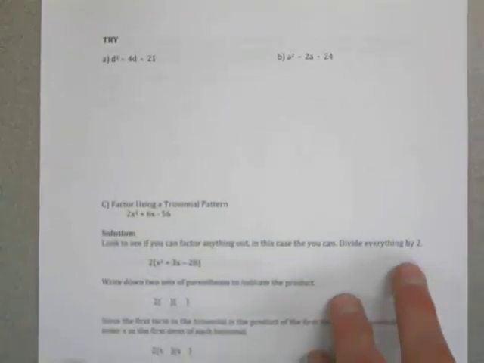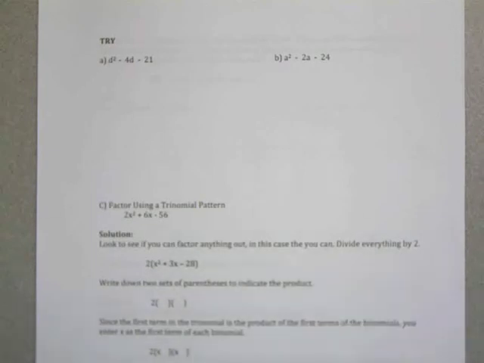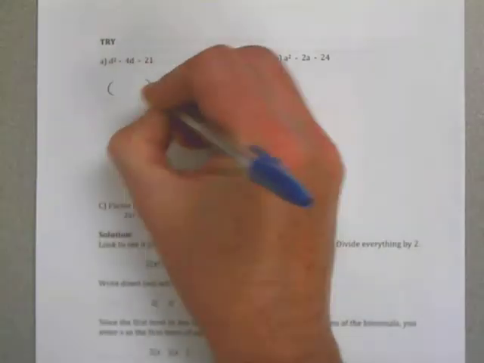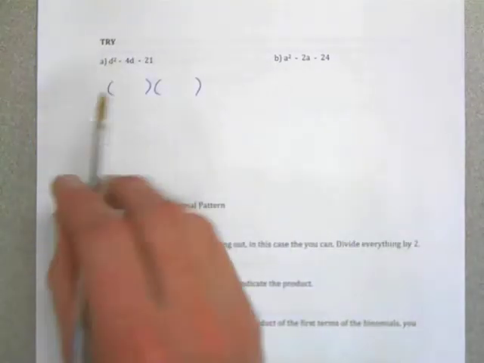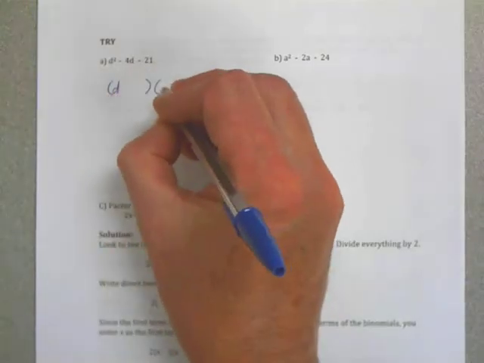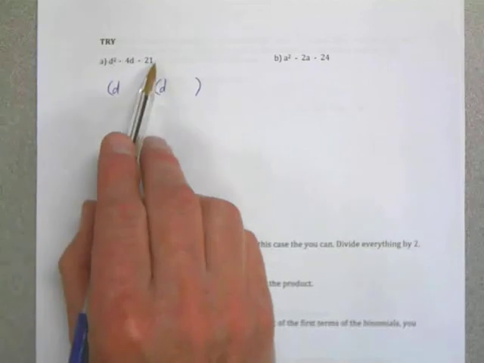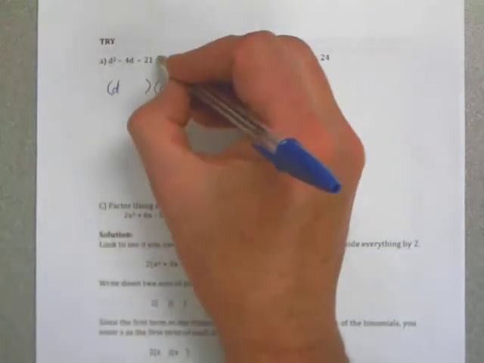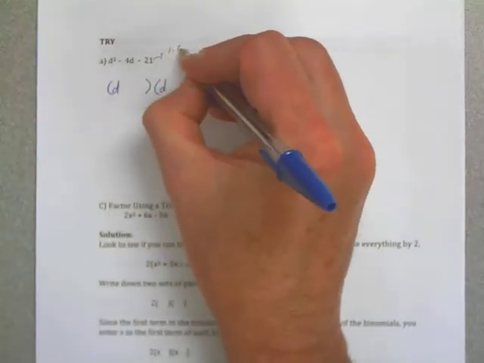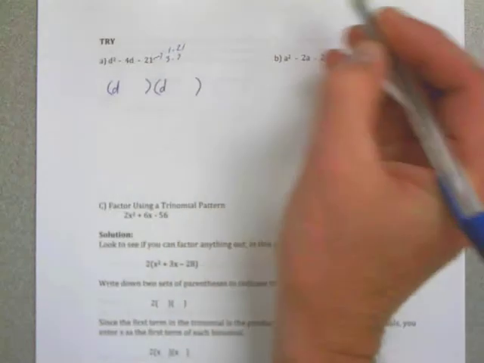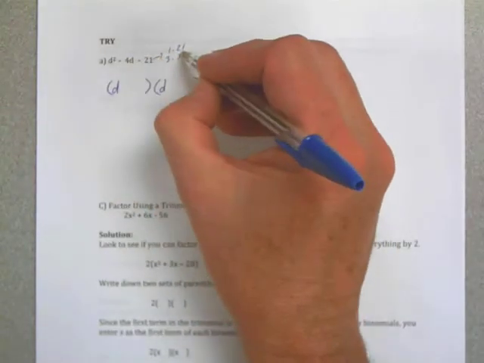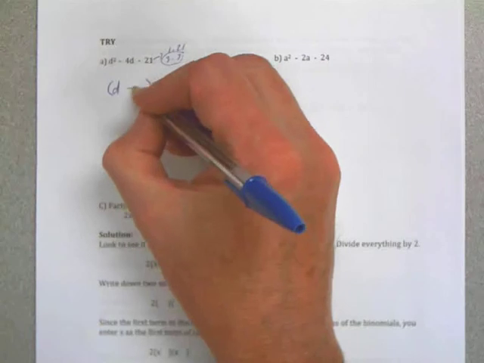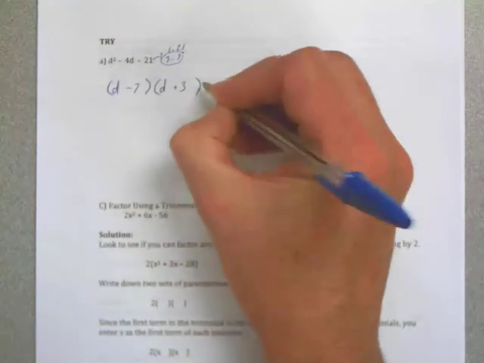So we have d squared minus 4d minus 21. First step was to put two sets of brackets down. Second step, split the d up. Because it's got two, I'm going to put one here, one there. Now I'm going to look at the 21. I'm going to look at factors of 21, which are 1 times 21, 3 times 7. That's it. Out of those two groups of numbers, what will give me negative 4? It'll be negative 7 plus 3. And there's my answer.